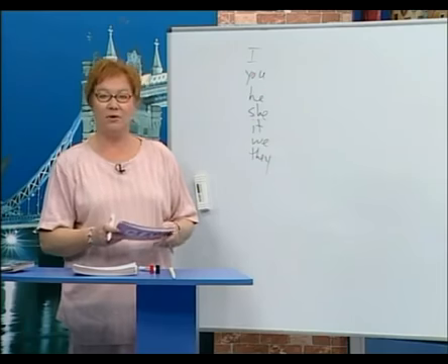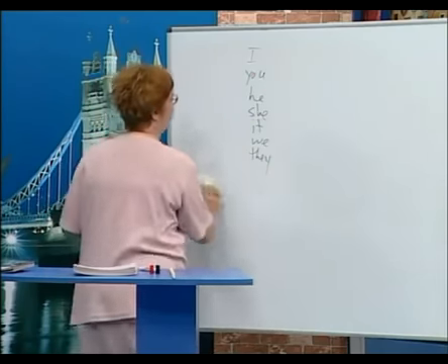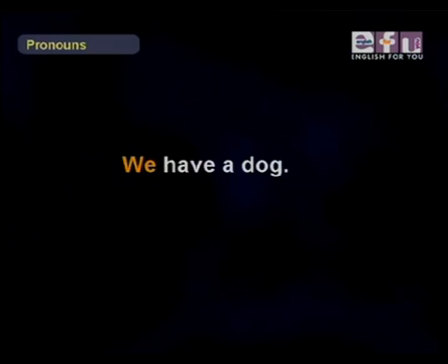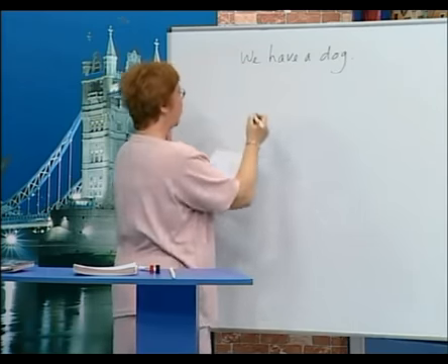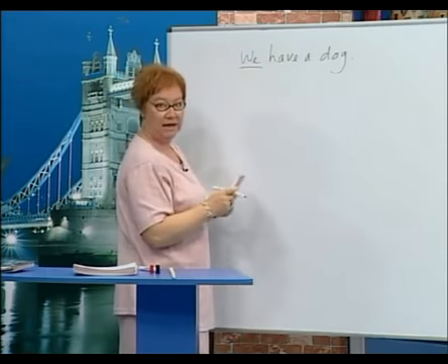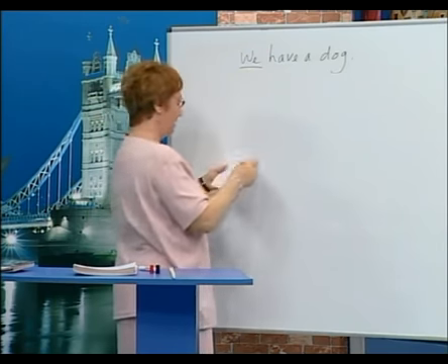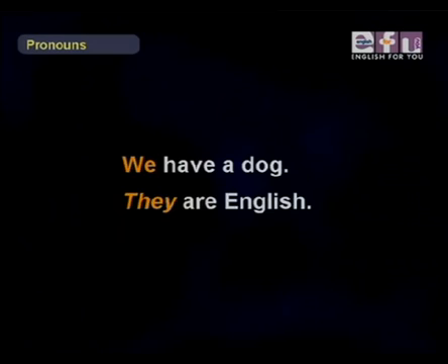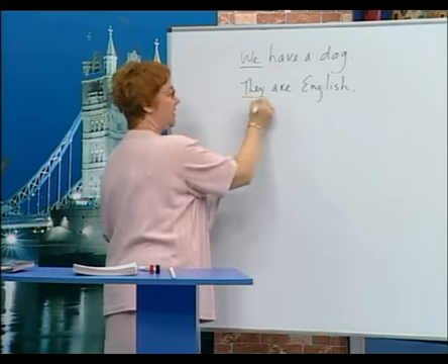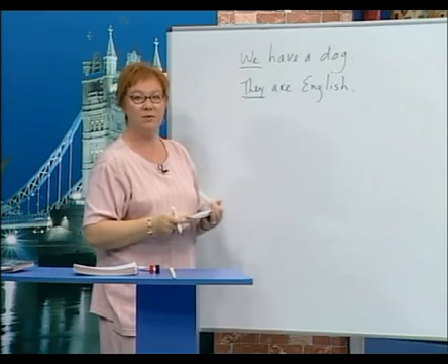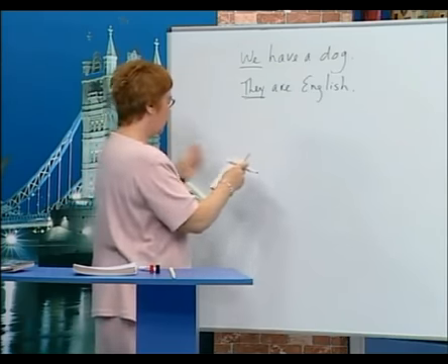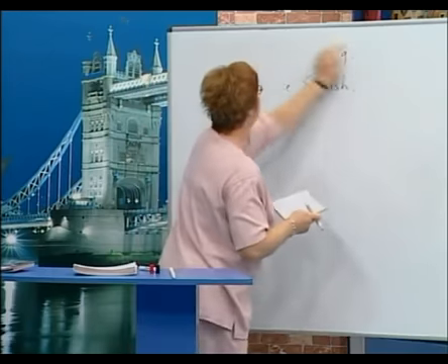We can use the pronouns to talk about the subject. Let's look at this. We have a dog. All right? And here we have we, the subject pronoun. Okay? They are English. And here they is the subject pronoun. Okay? Now, we can also use pronouns to talk about objects. So we're going to look at some object pronouns now.